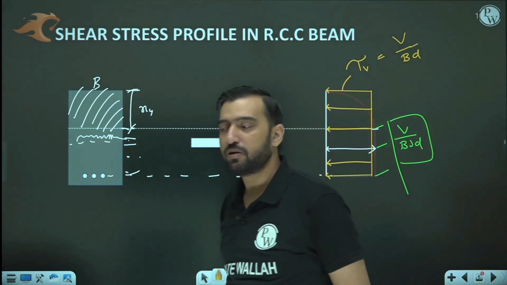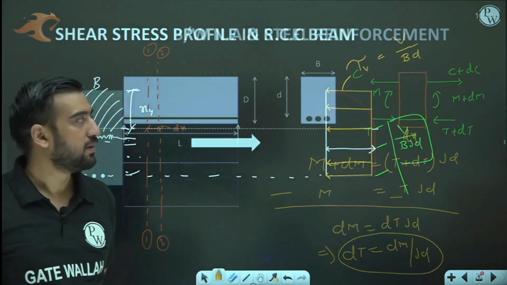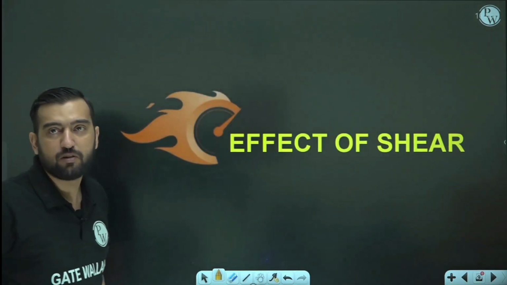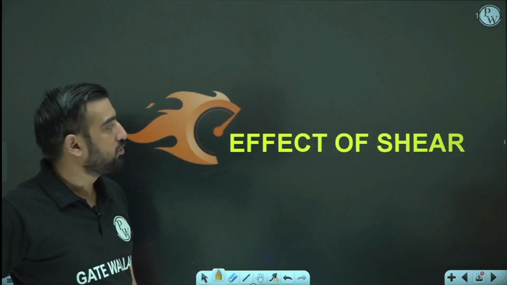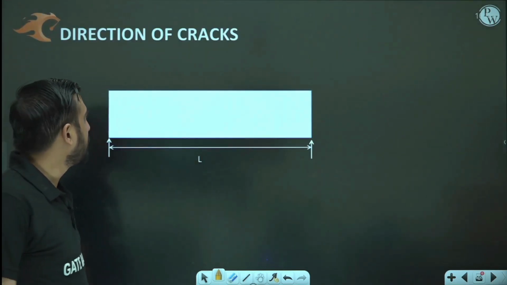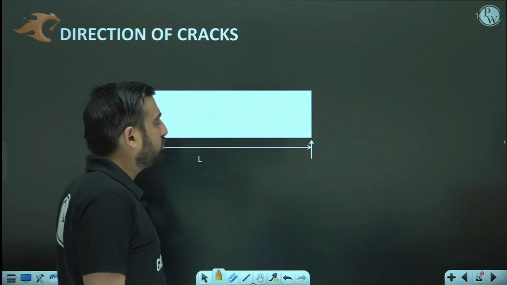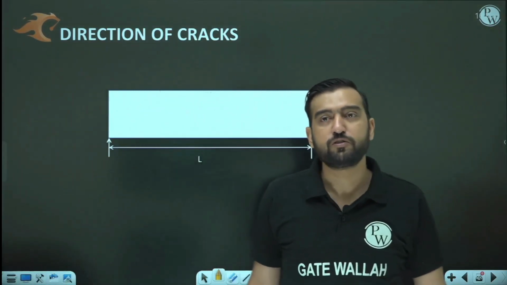Tell me. Okay. Now the next thing is how shear is going to affect your cross section. What all are the effects on the cross section? So friends, again I would say that shear is going to affect your cross section in terms of the direction of cracks.